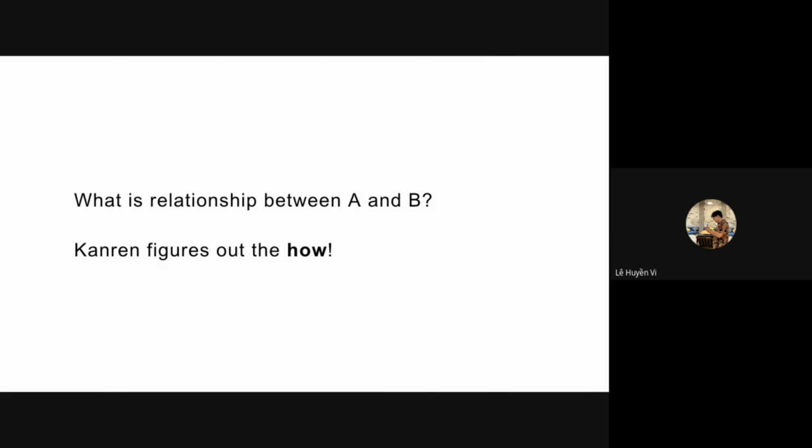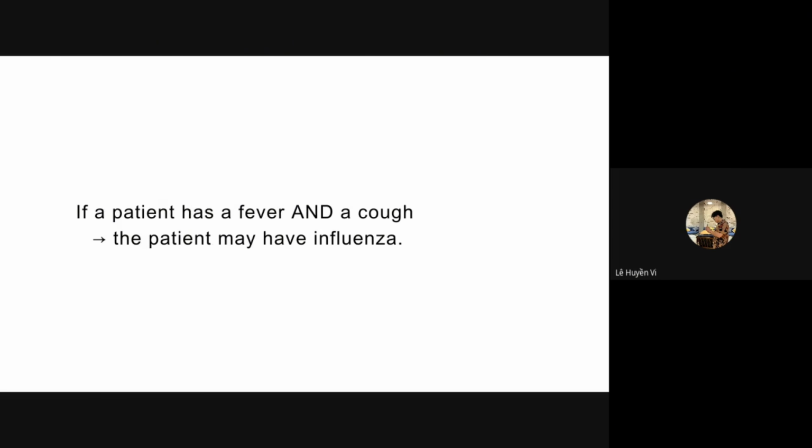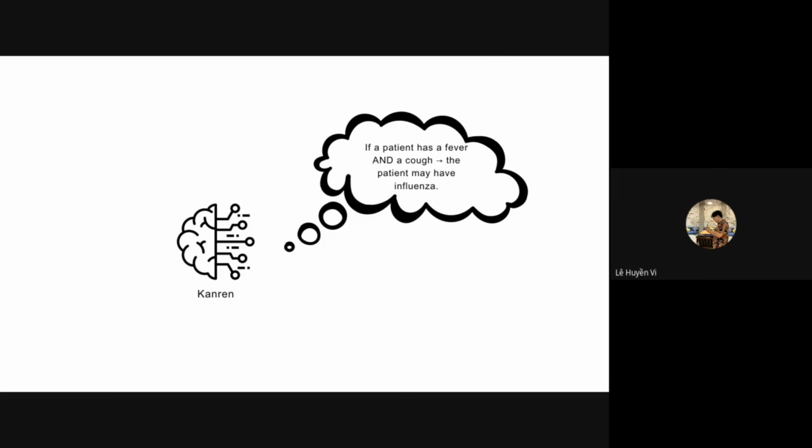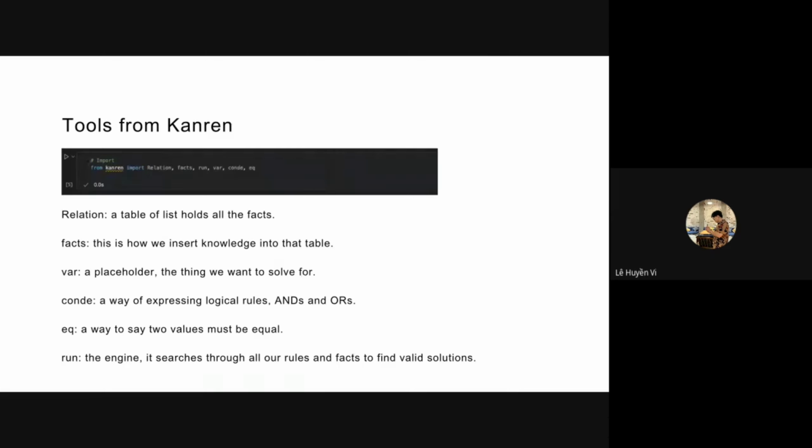Kanren is not machine learning, not neural networks, not statistics, and definitely no training and no dataset. Kanren is simply pure logic. It lets us write things like: if the patient has a fever and a cough, then the patient may have influenza. And then Kanren takes those rules and, well, thinks for us. In a sense, Kanren turns Python into a tiny, elegant logic engine.